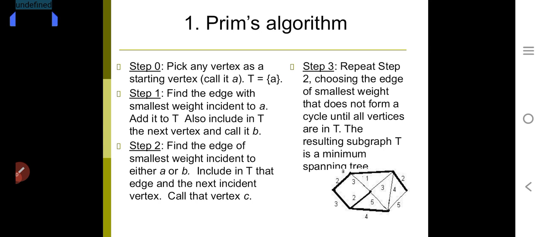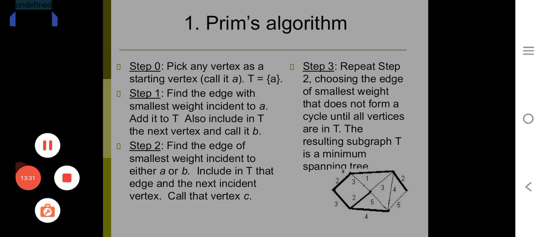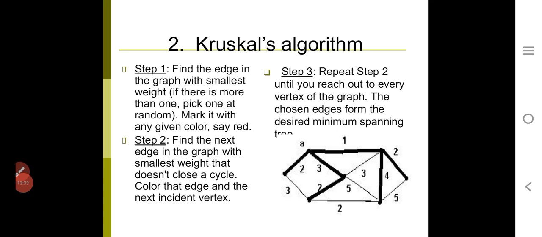Then the second method is Kruskal's algorithm. This is one of the methods to find the minimum spanning tree by coloring a vertex or edge.